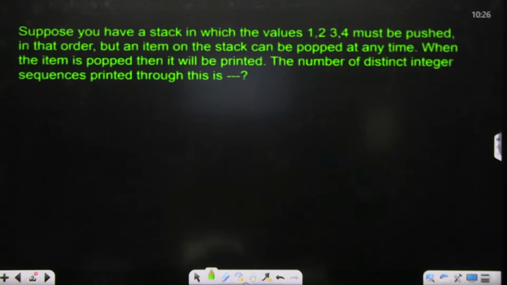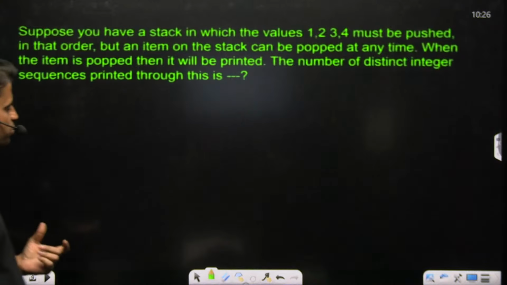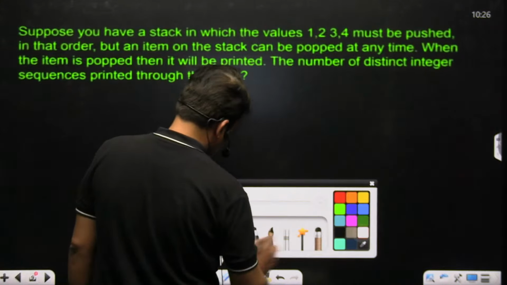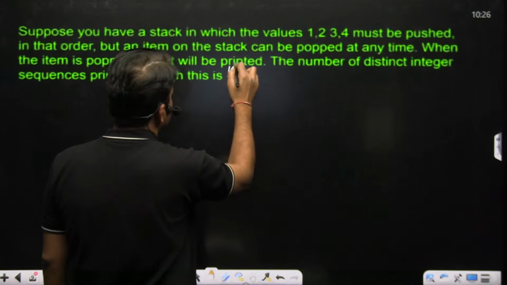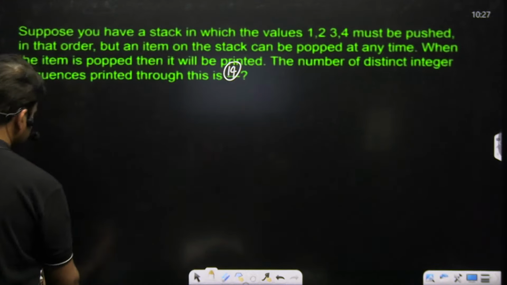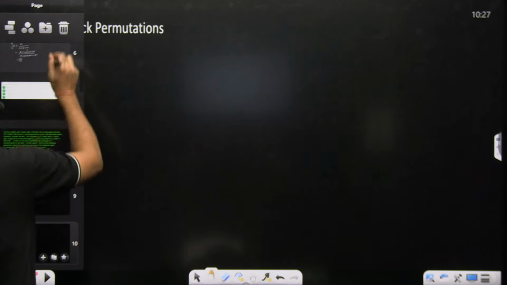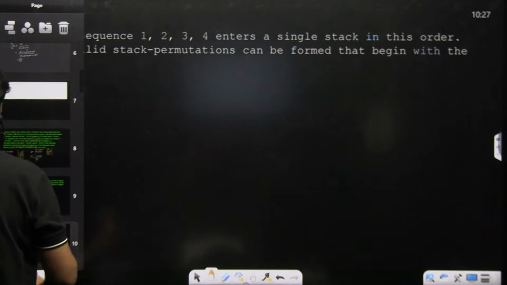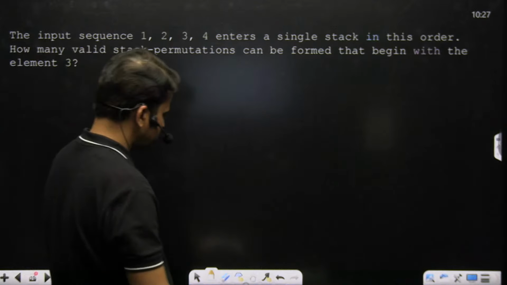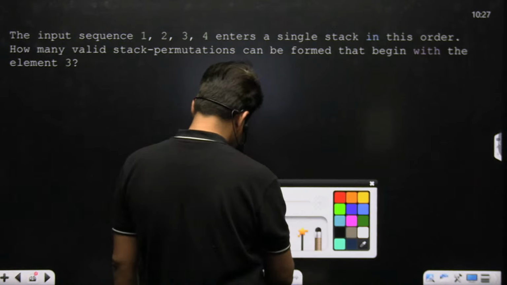Suppose you have a stack in which the values 1, 2, 3, 4 must be pushed in that order, but an item on the stack can be popped at any time. When an item is popped, it is printed. Find the number of distinct integer sequences printed. So basically this question is asking about stack permutation. We have already solved this question. What answer did we get? 14. Okay. The number of stack permutations was already covered. So what is the answer for this question? Everyone reply with the answer for this question.